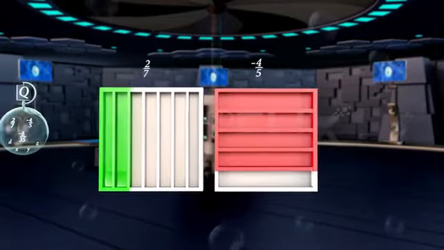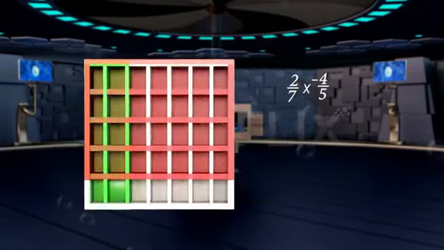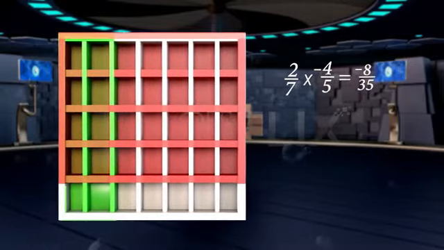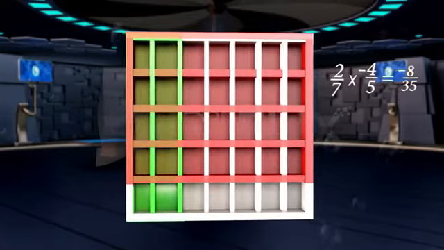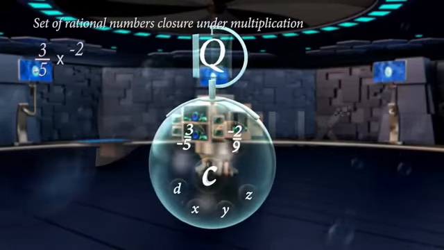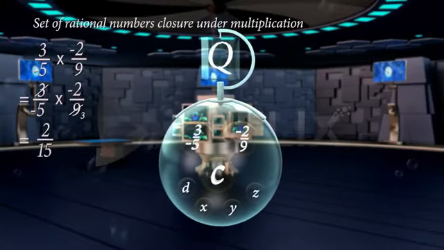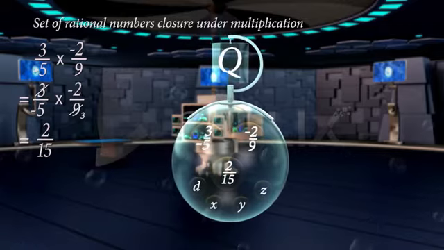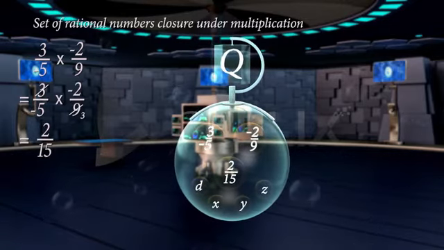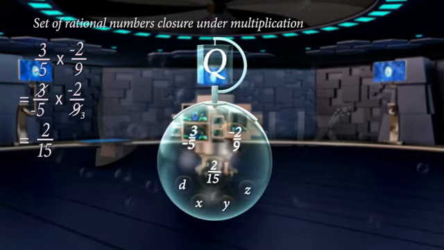Product of 2 by 7 and minus 4 by 5 equals minus 8 by 35, and observe that minus 8 by 35 is also a rational number. Product of 3 by minus 5 and minus 2 by 9 equals 2 by 15, and observe that 2 by 15 is also a rational number. Set of rational numbers is closed under multiplication.